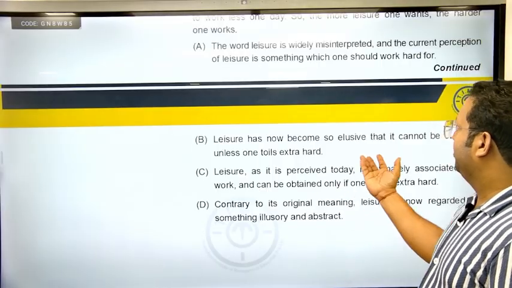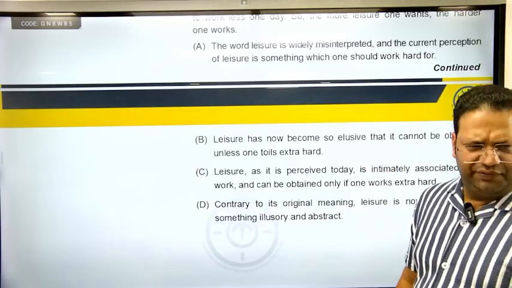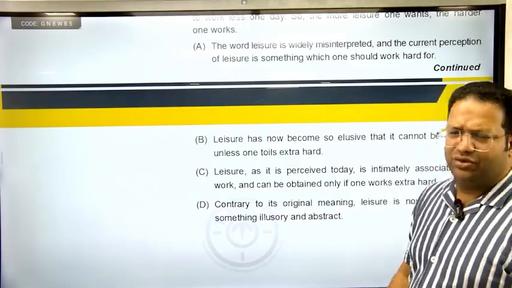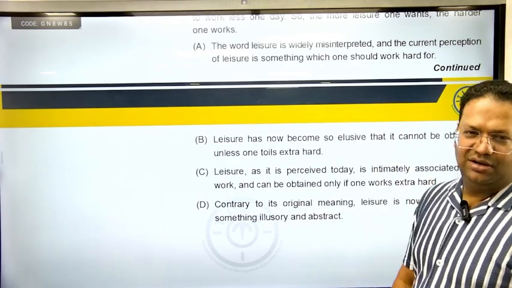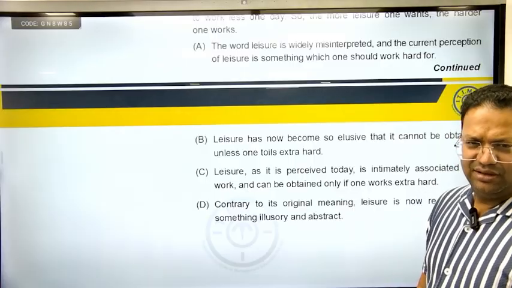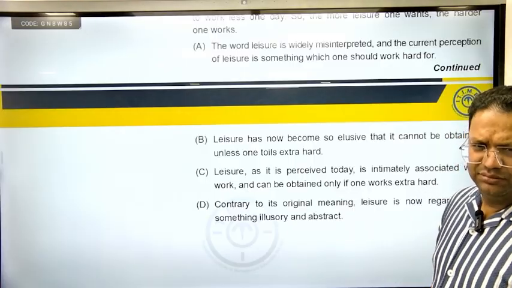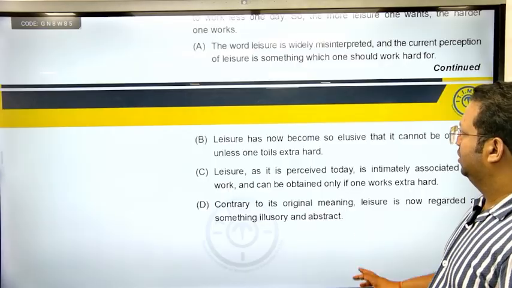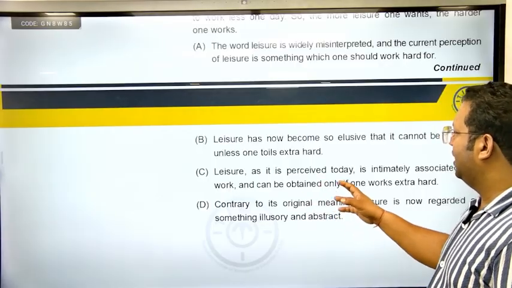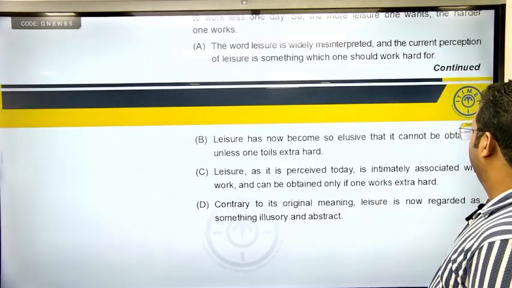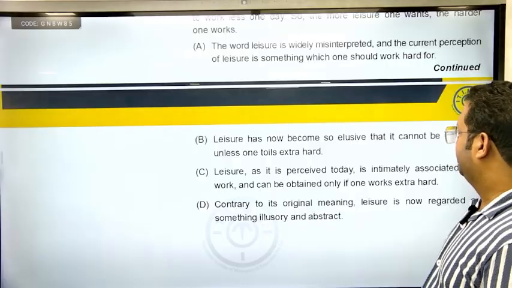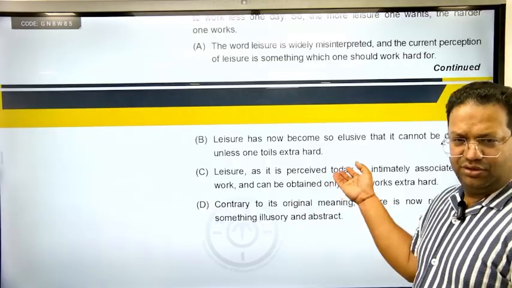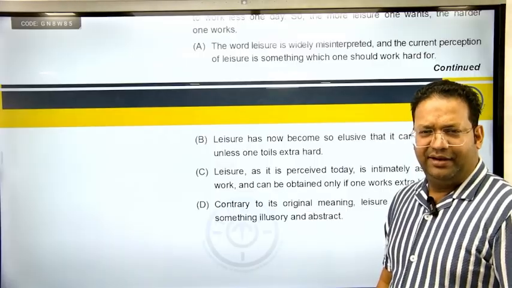So leisure has now become so elusive. Is it so difficult? That is what the passage is saying, that it is so elusive that it cannot be obtained unless one toils extra hard. Leisure, as it is perceived today, is intimately associated with work and can be obtained only if one works extra hard. That is also saying the same thing.